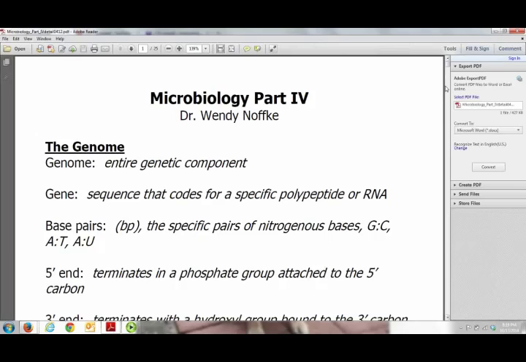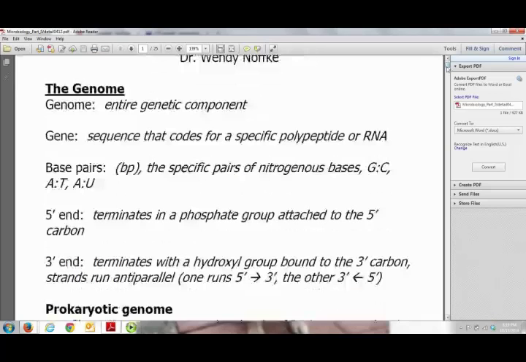So this is the Unit 4 lecture for microbiology, and this section is going to be focusing on the genome and the genetic material, some of the basic genetics in microbiology. When we look at the genetic material, the genome is a term used to refer to the entire genetic component. It's not specifying what form it's in, it's a very general term. The gene is going to be the sequence that codes for a specific polypeptide or RNA. So it's just a small portion of the genome.